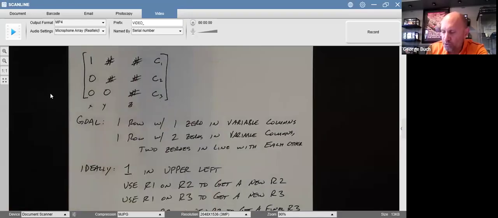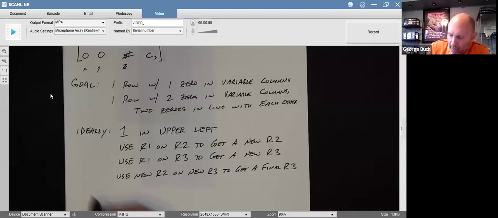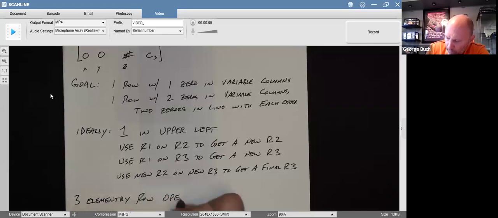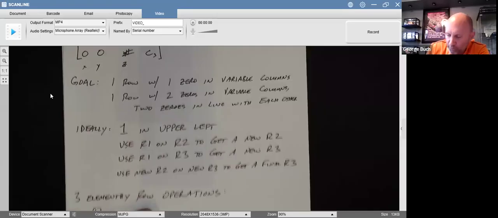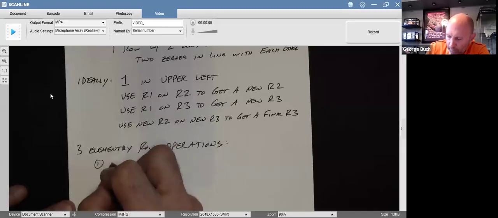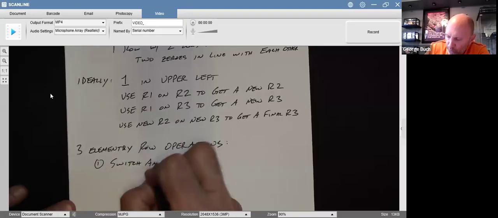And to do this, on row 1 and row 2 and row 3, I have 3 elementary row operations that I can perform. So the first thing I can do is I can switch any 2 rows.